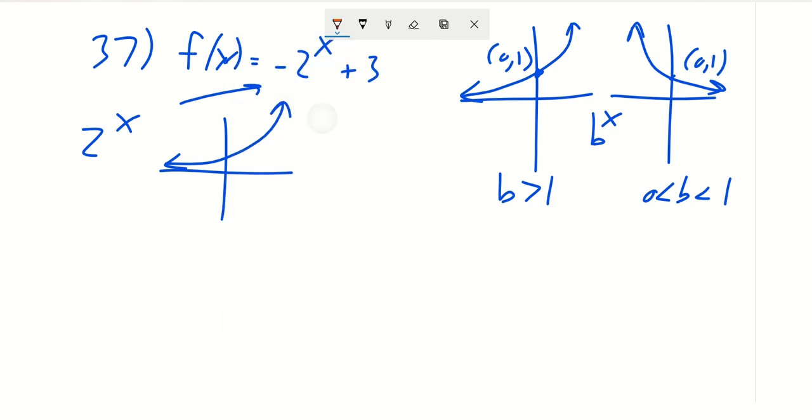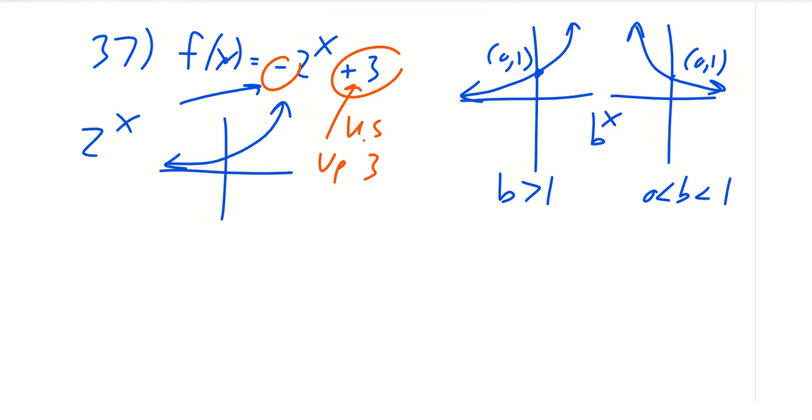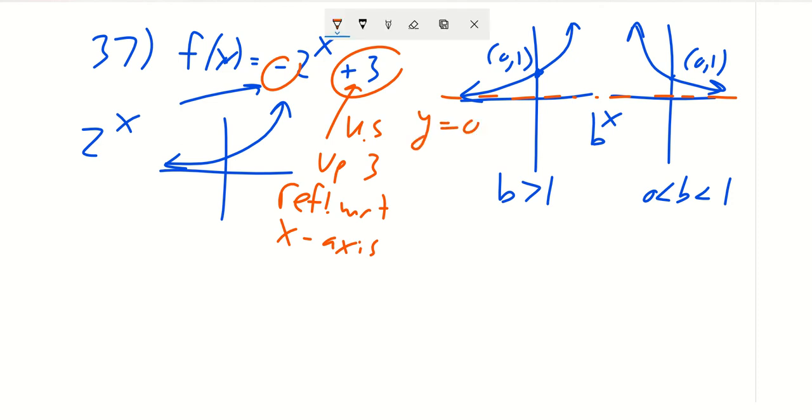The only other thing that we need to consider is how it's going to be transformed. Well, the plus 3 is a vertical shift up 3, and this negative, which is out in front, is going to be a reflection with respect to the x-axis. And I also should have mentioned it here, but for these exponential functions, remember they both have as a horizontal asymptote y equals 0.